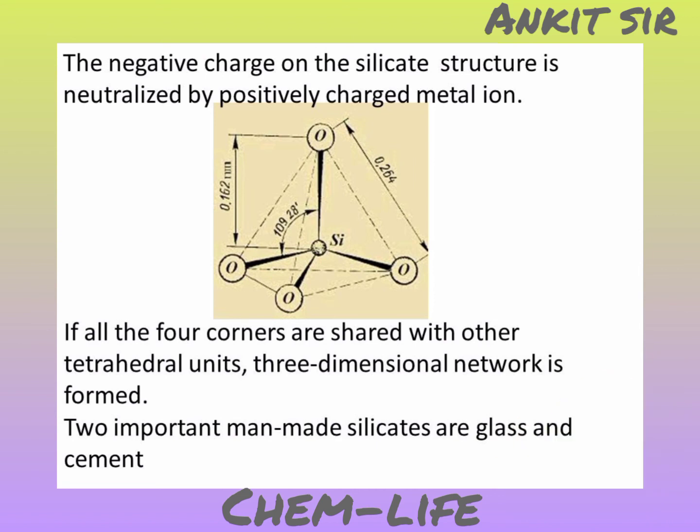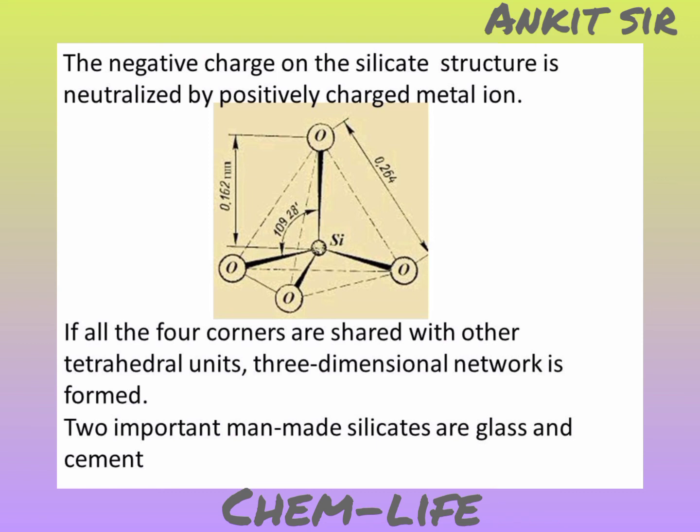The negative charge on the silicate structure is neutralized by positive charge metal ions. If all the four corners are shared with other tetrahedral units, a three-dimensional network is formed. Two important man-made silicates are glass and cement. Okay, these are the man-made silicates. One is glass and the other one is cement. You have to remember all these points.